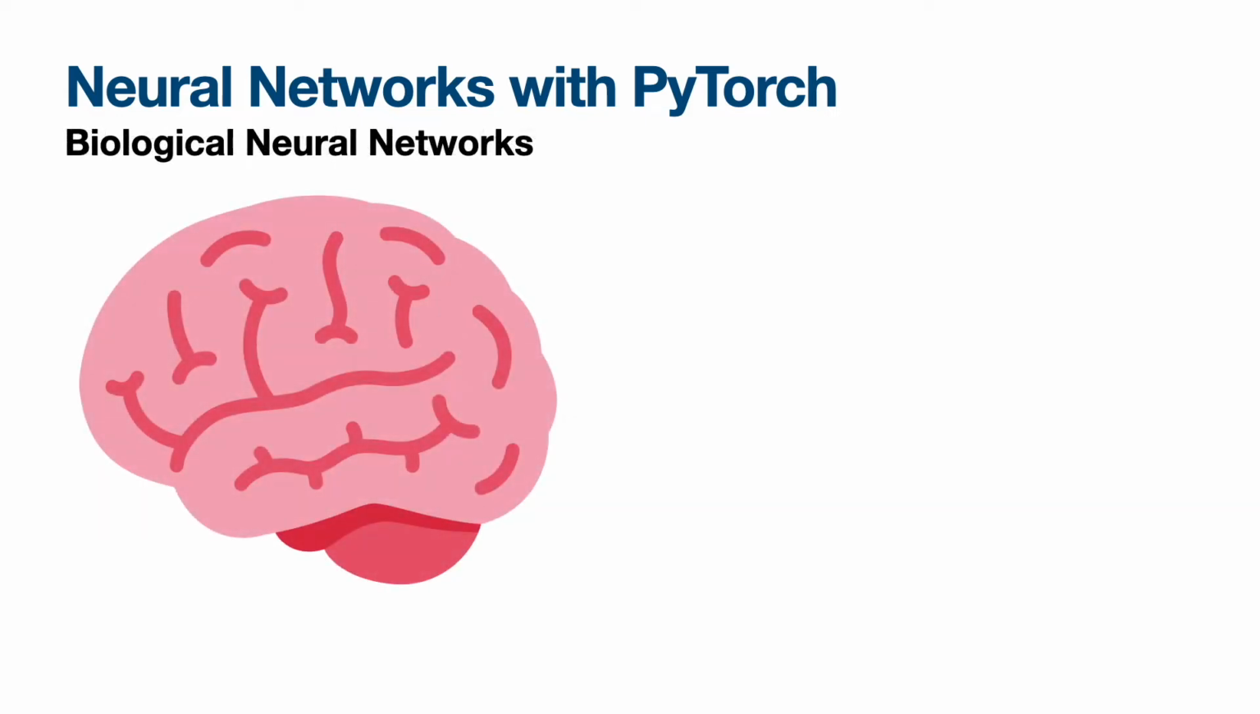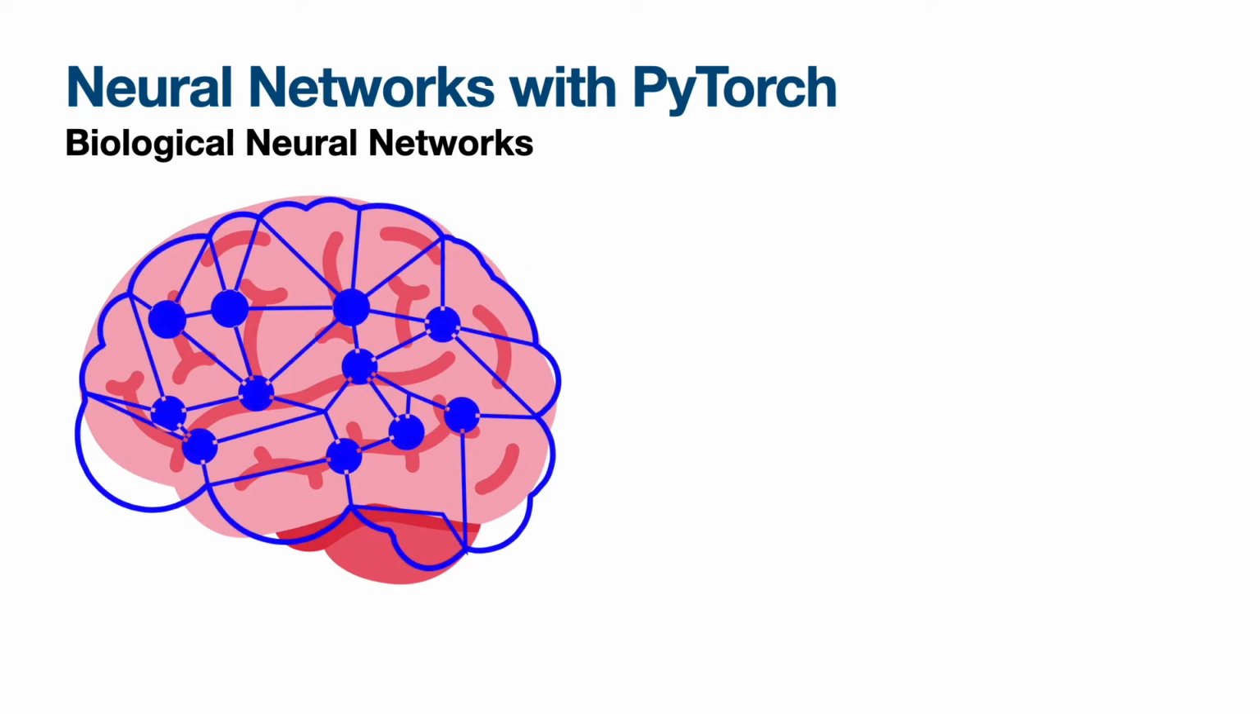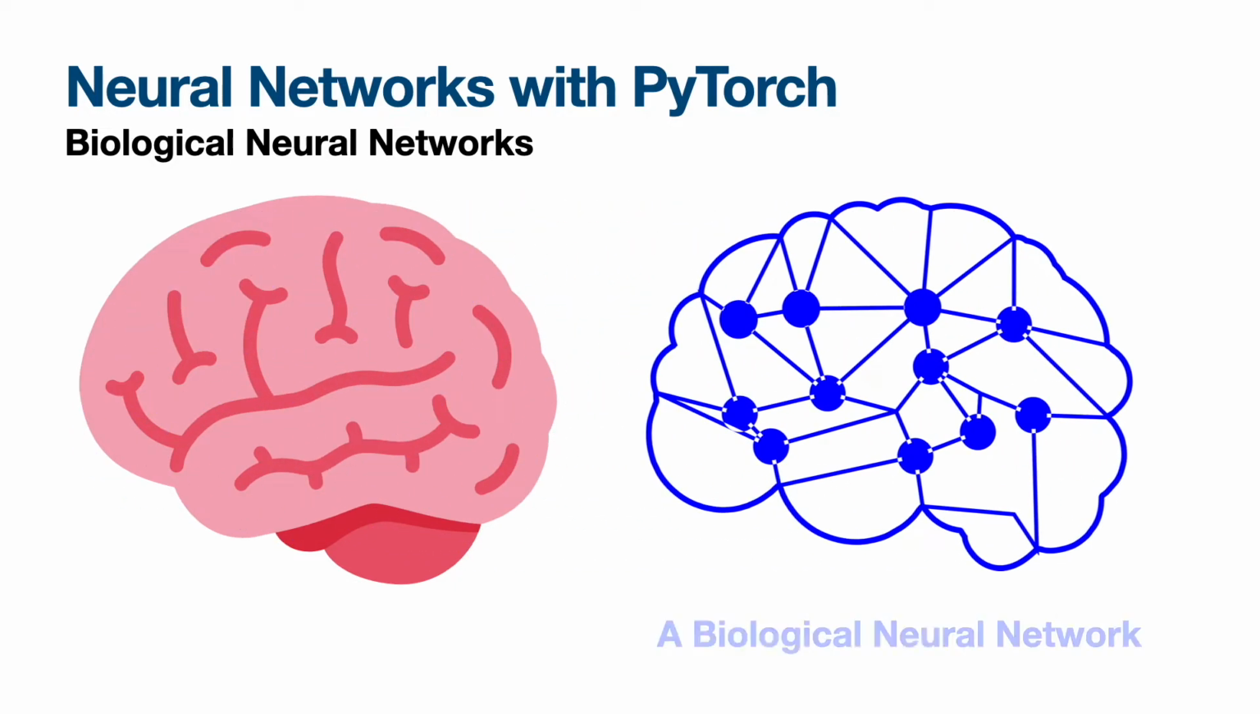An animal brain contains neurons, the cells responsible for processing sensory input from the external world. Neurons are interconnected so that they can relay signals to each other. As such, neurons form a network of neurons, which we call a neural network.